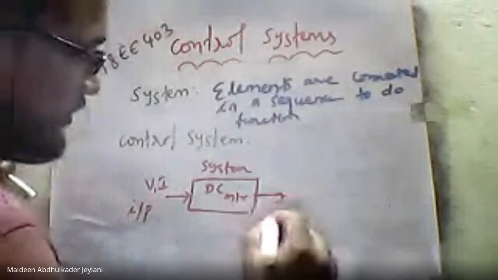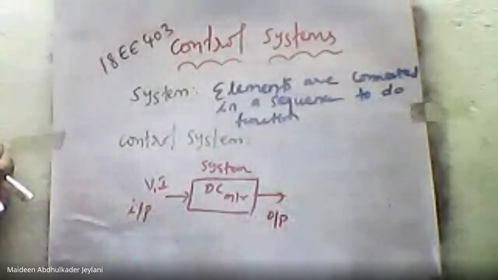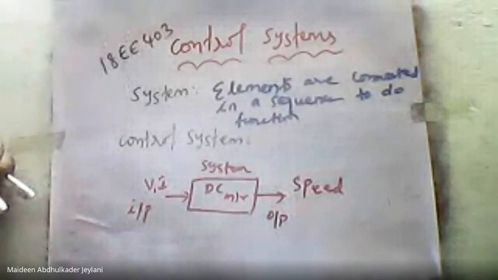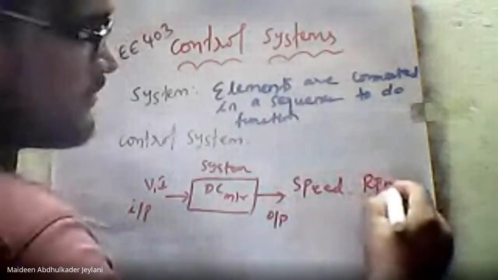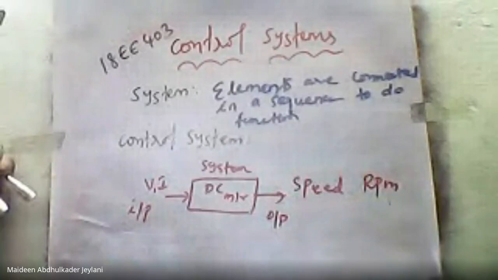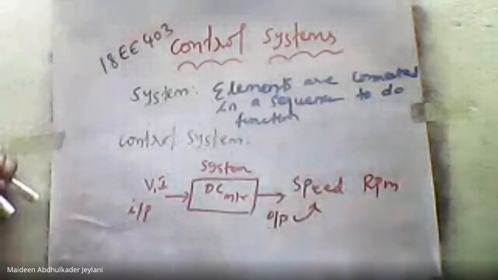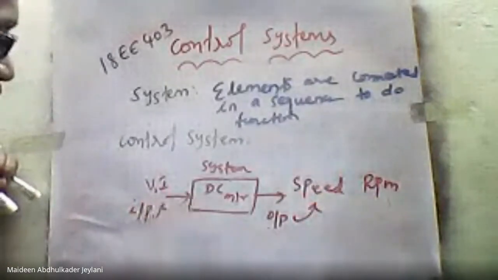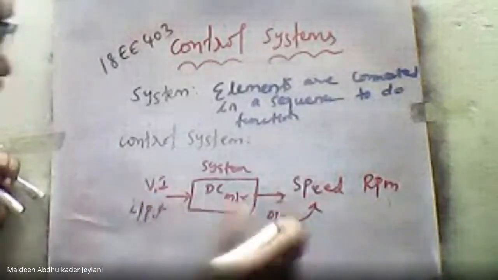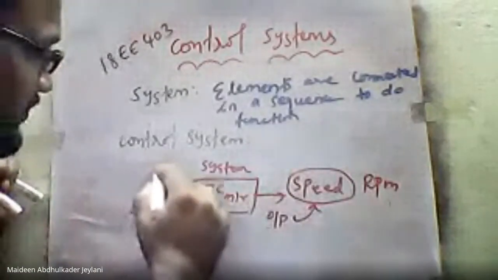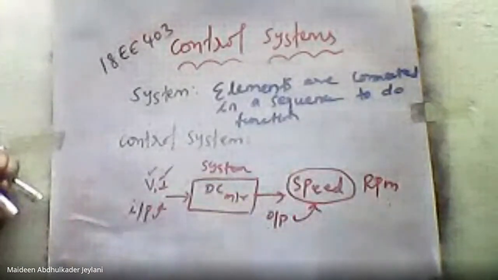And what are you getting as the output from your motor? In terms of speed, revolutions per minute, in RPM. Yes or no? So this is your output parameter, speed in revolutions per minute, and these are the input parameters. Now you can control the speed of a motor by varying either of these two input parameters. Am I right?